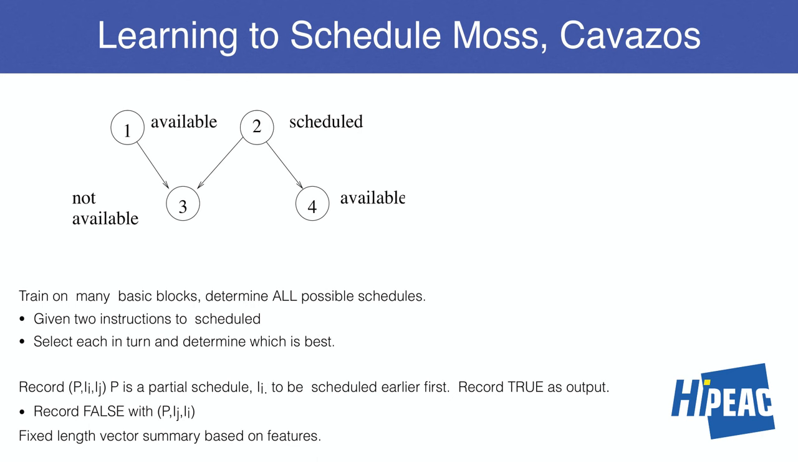The notation is pretty hard to understand, but if I is the best one to go earlier, you record it as being the best one to go earlier, and you put a true as the output. So instruction I is the best one, and the other way around, J first is bad. You just try all possible schedules. If one is better than two, record 1, 2 as true, and record 2, 1 as false. And you just score lots of data.